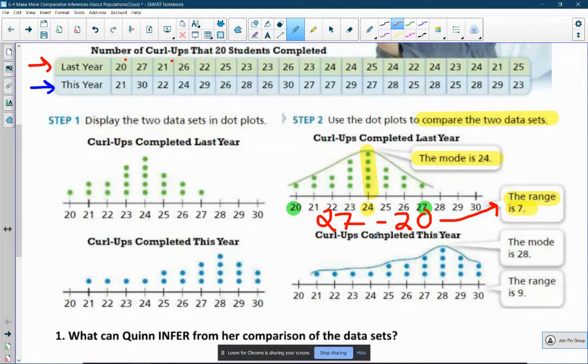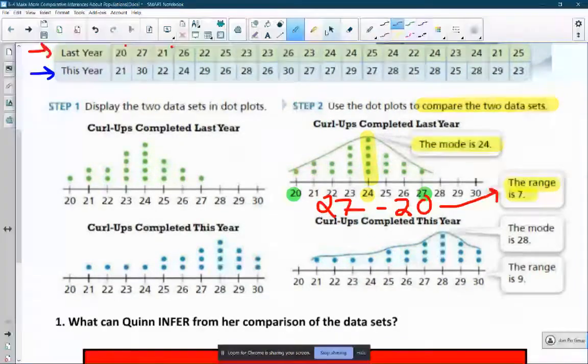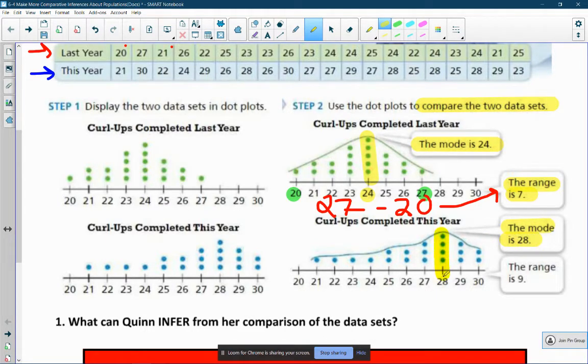Now we look at this second graph right below it. We look at the same thing. The mode this time is 28. We got 4 dots at 28. And then it says the range is 9. Same thing, we find our range by taking 30, and we subtract 21, and we get 9.